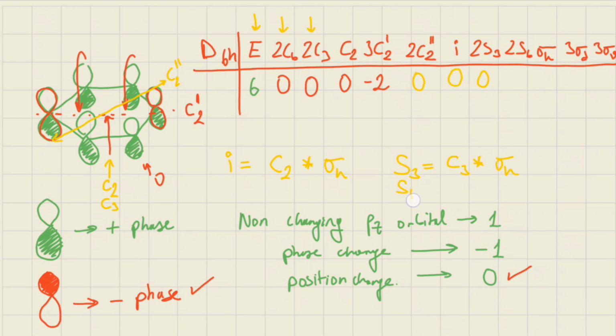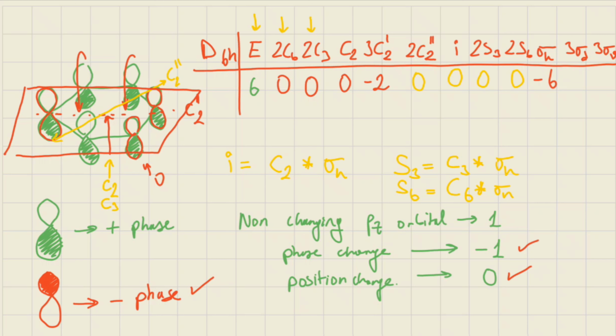S6 again is very similar. C6 times sigma h. And similarly all the positions will change. And sigma h means that all the phases will change, right? Since, for instance, if we apply the sigma h, which is the plane that contains all the molecule on a plane, all the phases will change, so there is only phase change.